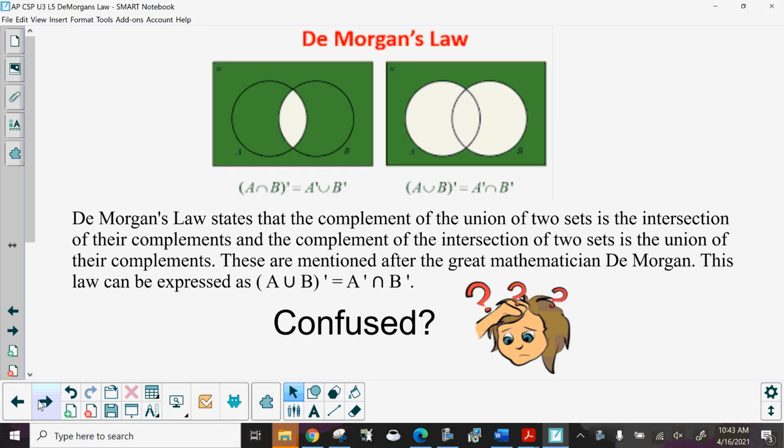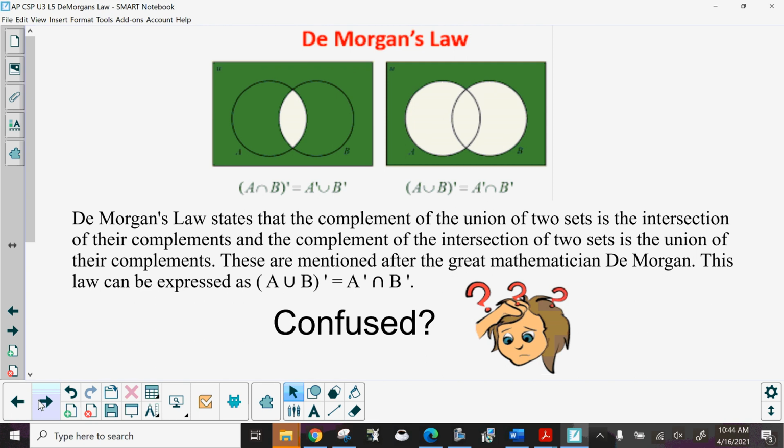Now, technically, DeMorgan's Law. Here's a graphical picture, here's the set notation, and the mathematical explanation. DeMorgan's Law states that the complement of the union of two sets is the intersection of their complements, and the complement of the intersection of two sets is the union of their complements. These are named after the great mathematician De Morgan. This law can be expressed as, and there's the set notation equivalent.